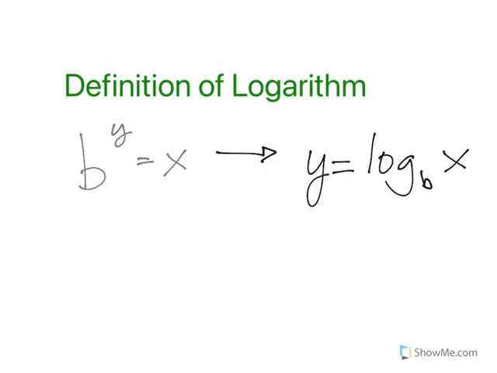So the idea is this, and this is how I always remember it, okay? This b is known as the base of the exponent, right? y is the exponent, b is the base. Well, the base of the exponent is also the base of the logarithm. So the base stays the same. Whatever the base is, the base is.